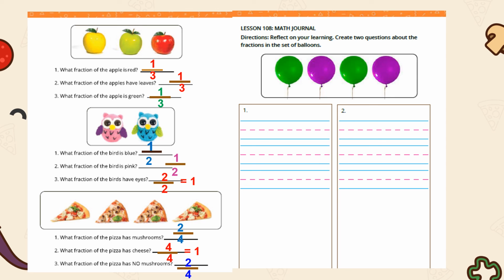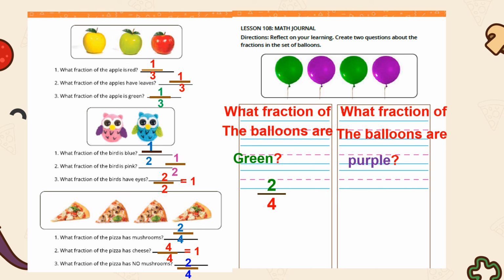Next, reflect on your learning. Create 2 questions about the fractions in the set of balloons. We have here group of balloons. 2 are green and 2 are purple. So, the first question we can ask, what fraction of the balloons are green? They are 2 over 4. Number 2, we can ask what fraction of balloons are purple? We can say 2 over 4.